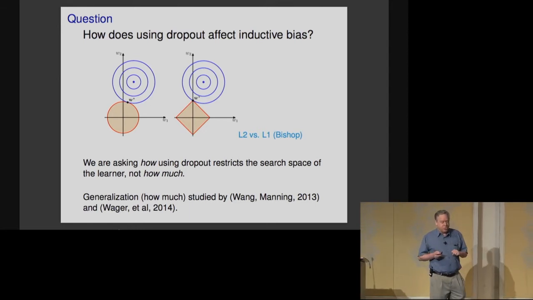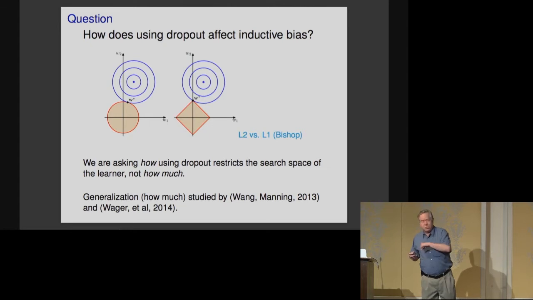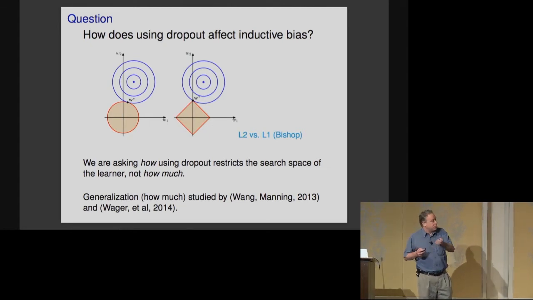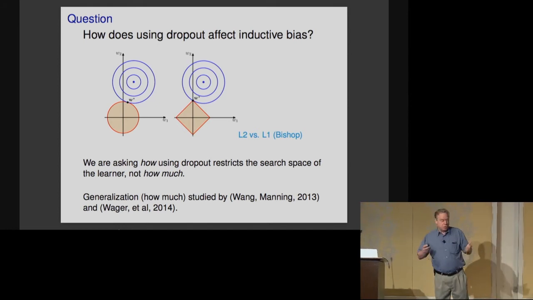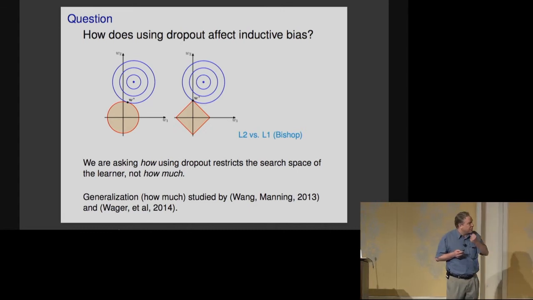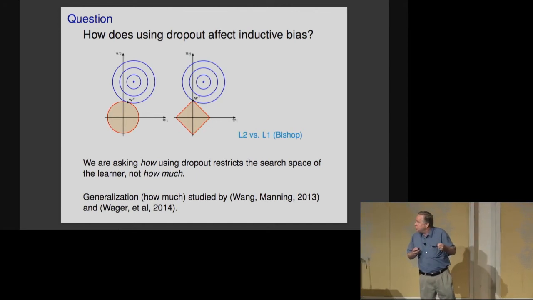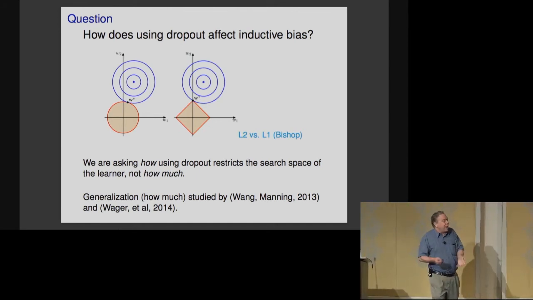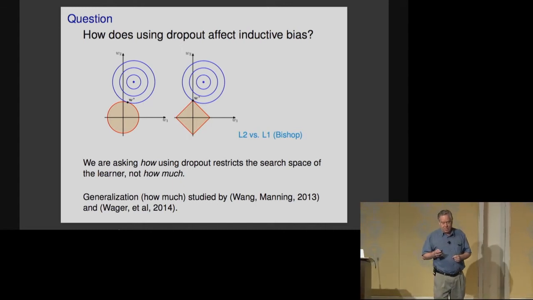Well, the question that we're interested in is doing some analysis to try and figure out what this dropout training does in terms of regularization. How does it pull the weight vectors you learn? We know that L2 regularization tends to prefer short weight vectors, pulls the weight vector to be shorter. L1 regularization tends to pull sparse weight vectors. What does dropout tend to do to the weight vectors when you learn with dropout?